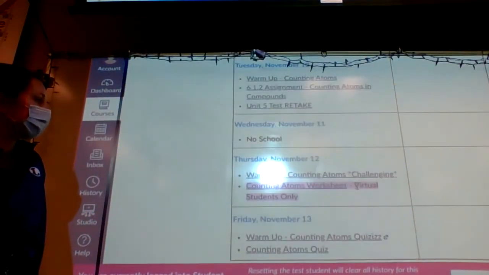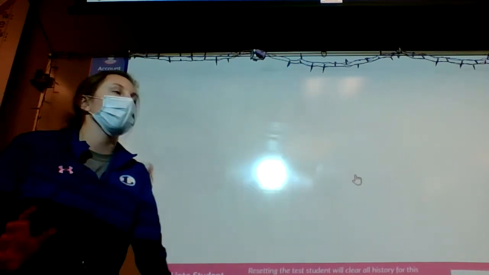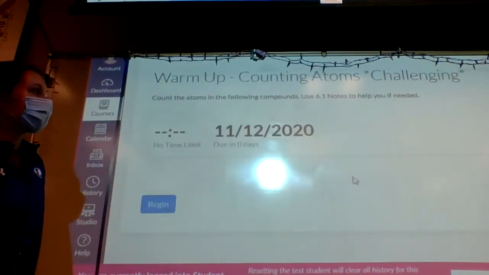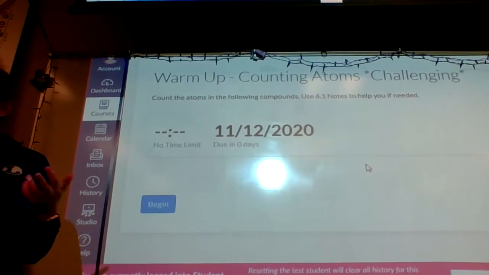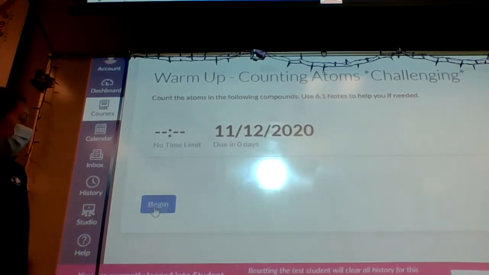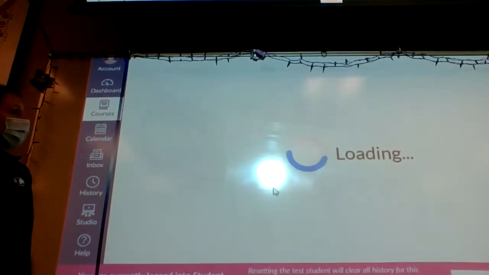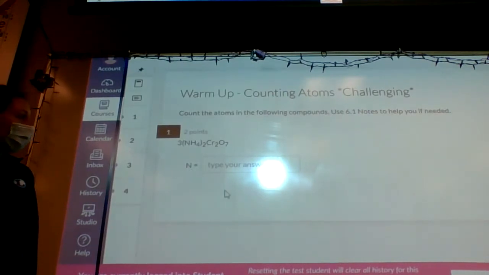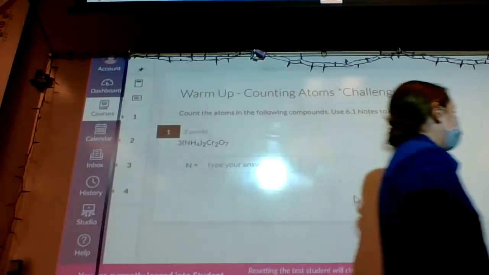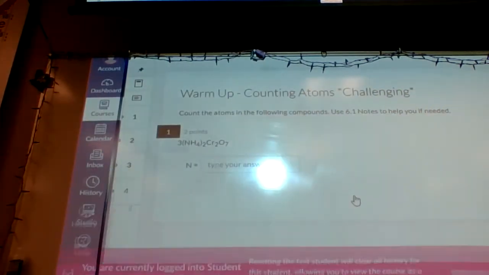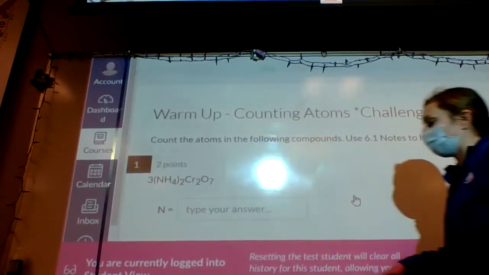So today's warm-up, counting atoms, challenging. I made this a little bit harder than your warm-up on Tuesday for a reason, so that we can talk about it. Okay? All you have to do is count up the atoms that it's asking for. But let's go over a few things first before we just dive into it.